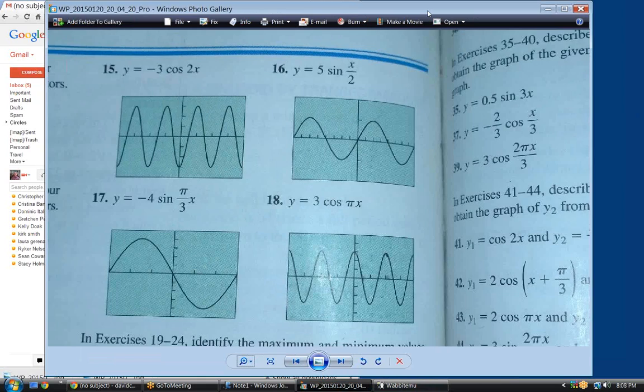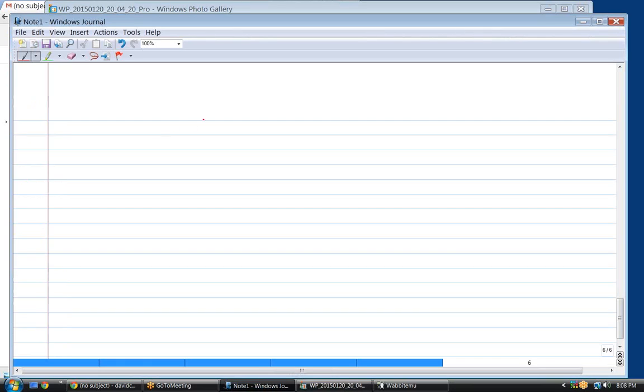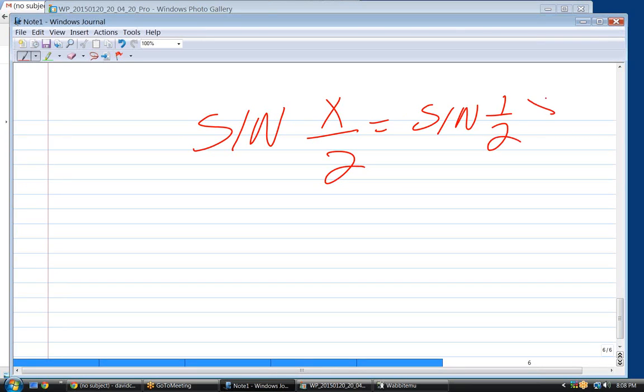What's the period here? That'll be 2 pi over x over 2. No. B. What is B? Oh, that'll just be 2 pi then? What is B? It's 1. B is 1/2. In other words, when I say the sine of x over 2, that's the same as the sine of 1/2 x.